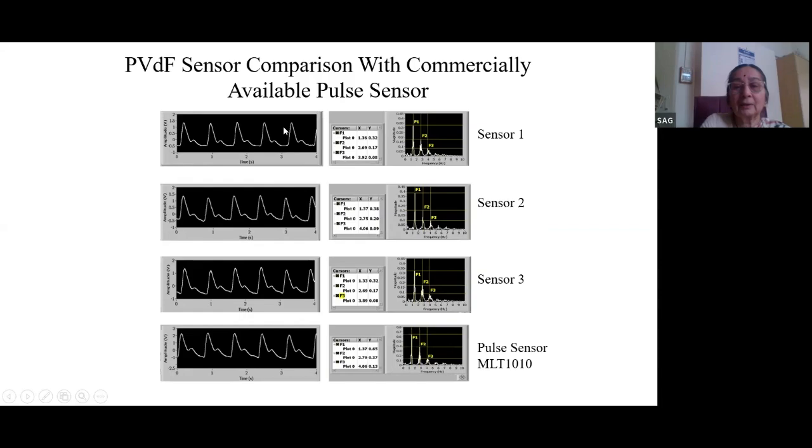So we checked whether the frequency contents of these pulses are the same. We took a Fourier transform of the pulses, and we have seen that sensor 1, sensor 2, and sensor 3 have the same frequency output. So the frequencies of the pulse are the same. And this is the pulse sensor output from the MLT 101 sensor, which is commercially available. This also shows the same frequency response. So to validate our sensors with the available commercial sensor, we did this exercise.